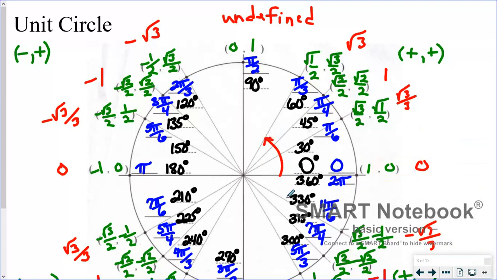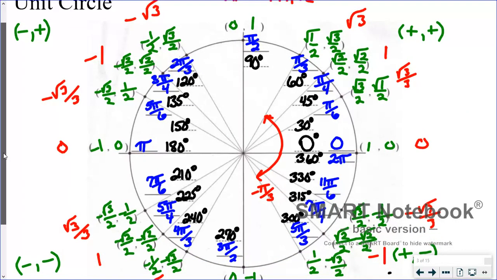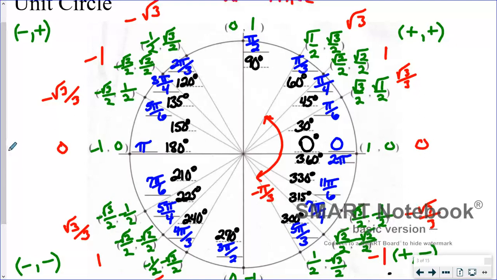Positive pi/3 is here. Well, what if I start at the same place and go negative the same amount of space? This is -pi/3. So -pi/3 and 5pi/3 are really the same thing. Does that make sense? Remember how yesterday we talked about coterminal angles and we said if we go positive a certain amount, we can go negative and still get to that same spot.